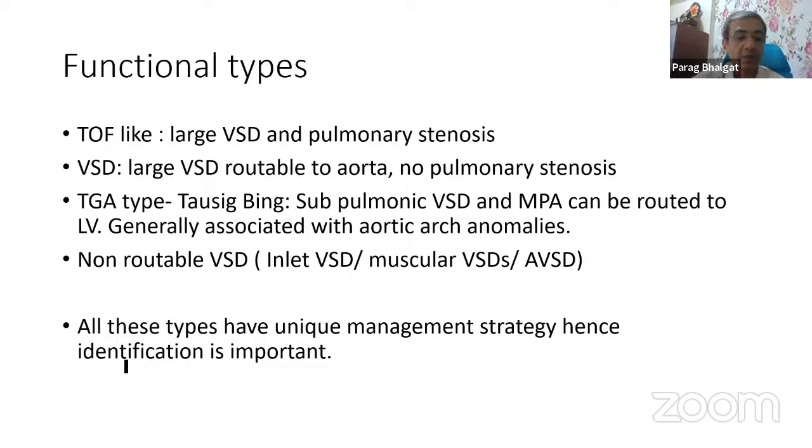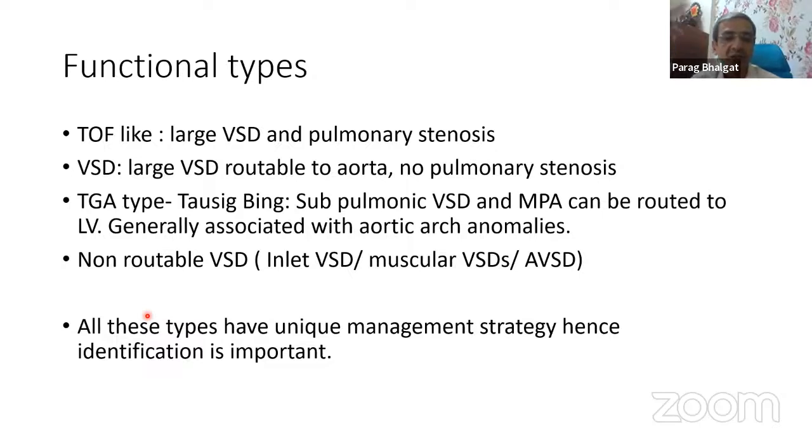Functionally, there are four types of DORV. Most common is tetralogy of Fallot-like, where it is a VSD-PS physiology. Second is large VSD. It behaves like a VSD. There is no obstruction to pulmonary outflow, so it increases pulmonary blood flow.